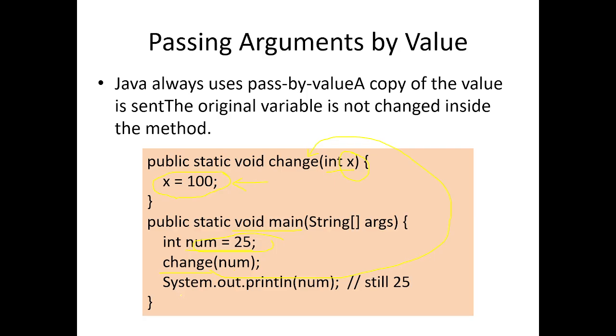Okay, so what is the process involved in the main? After that, the num will be displayed. So num will be 25. So x = 100 will not be shown here. Why? Because there's no return value. So x equal to 100 is not returning to this main. If you want to return something, you need to use return. So that is the example of passing arguments by value, but since there's no return, nothing will be changed in this example.